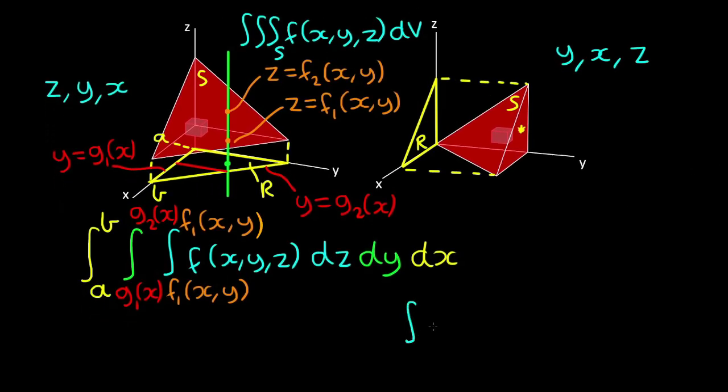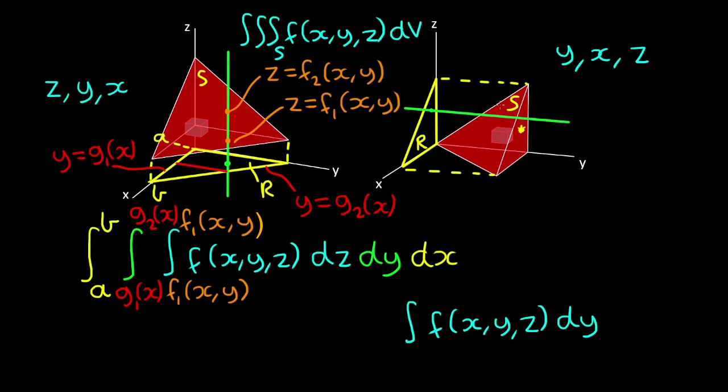So if we first integrate our function of x, y, and z with respect to y, then we essentially select a point in the planar region and draw a line that cuts through the solid.